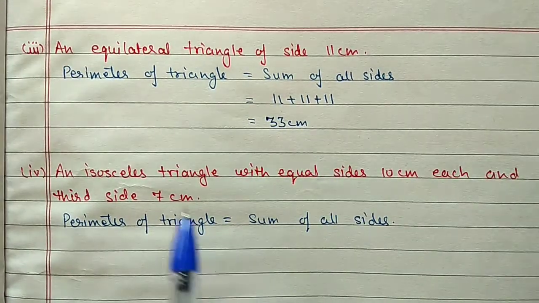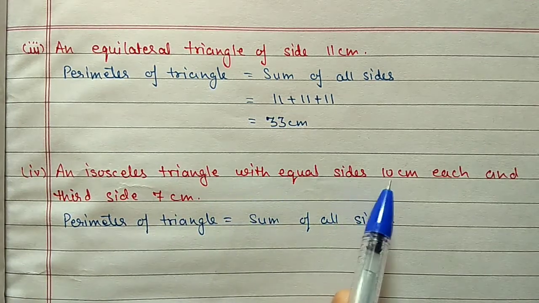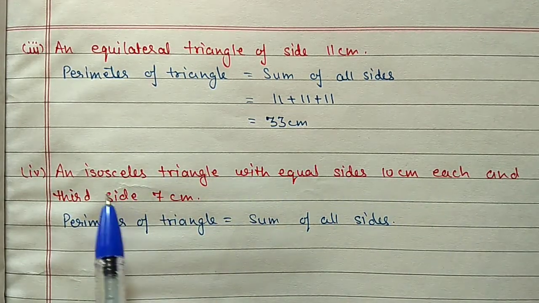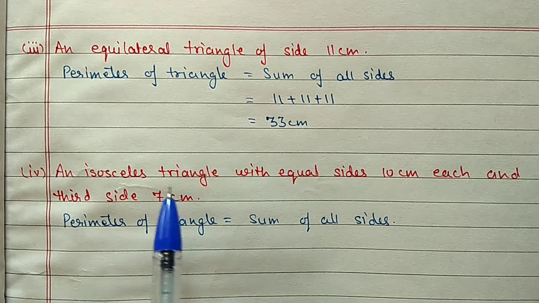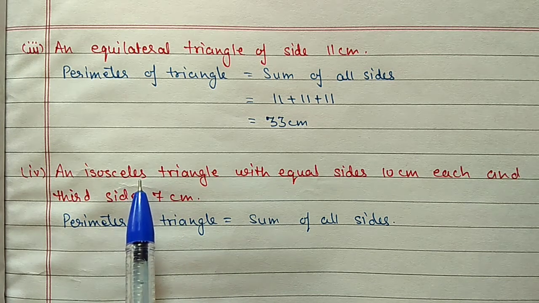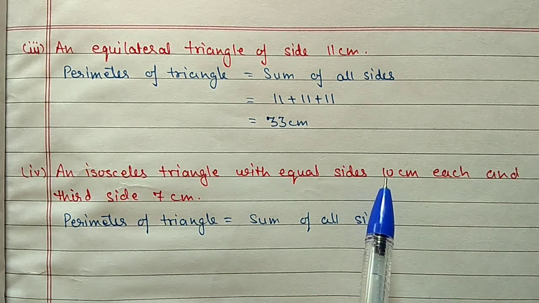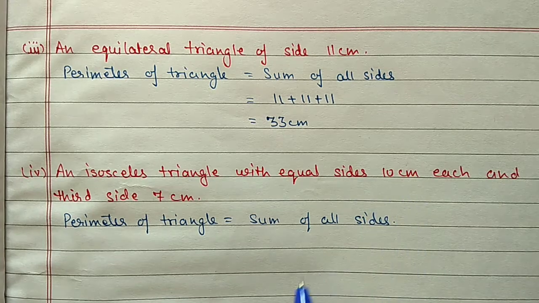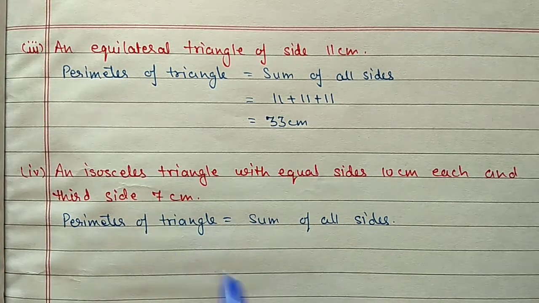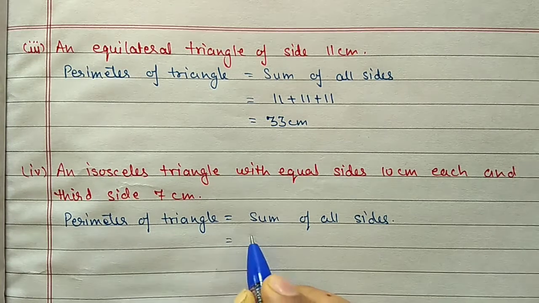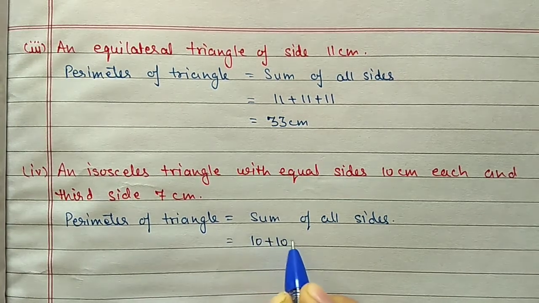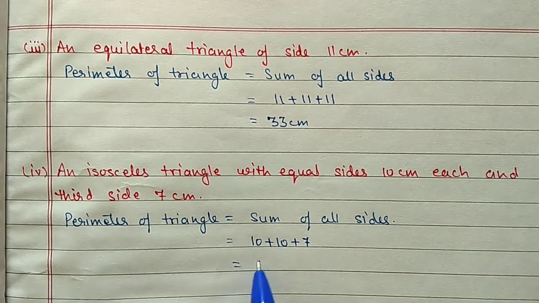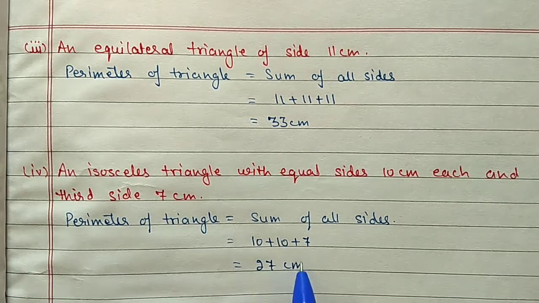Fourth part, an isosceles triangle with equal sides of 10 centimeter each and the third side 7 centimeter. Isosceles means two sides are equal. So the equal sides are 10. One is 10, another one also 10 and the third side is given as 7. So the perimeter will be 10 plus 10 plus 7. We get 27 centimeter.